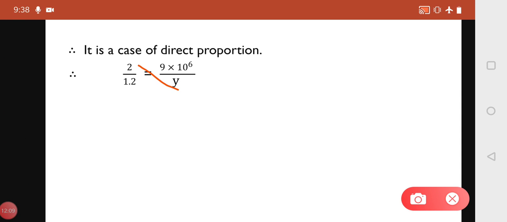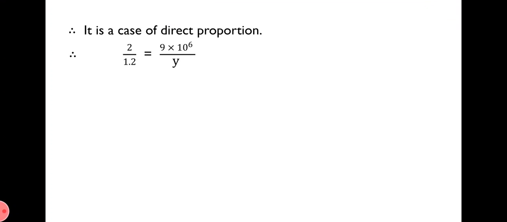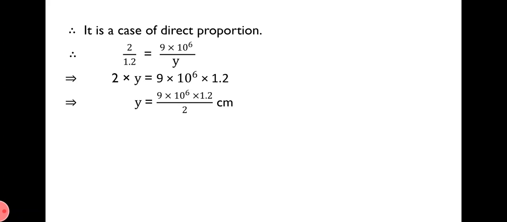Again we do the cross multiplication. y will go this side and 1.2 on the opposite side. So we get 2 into y equal to 9 into 10 raised to 6 into 1.2. This implies y equals 9 into 10 raised to 6 into 1.2 upon 2 centimeter. Here you can cut 2 with 1.2.